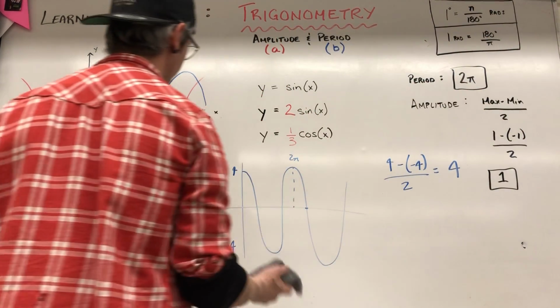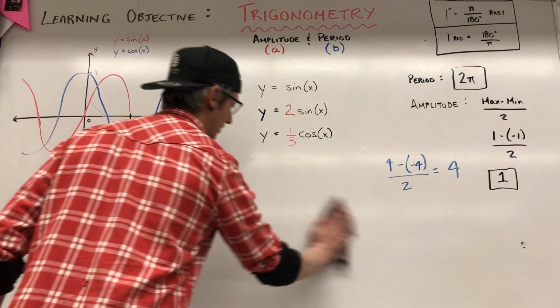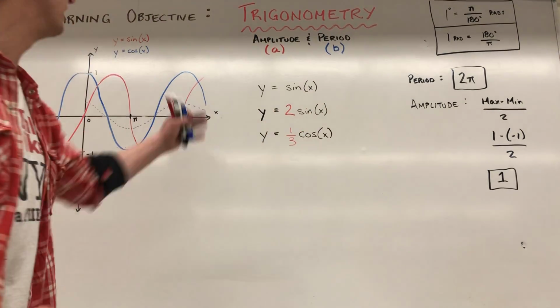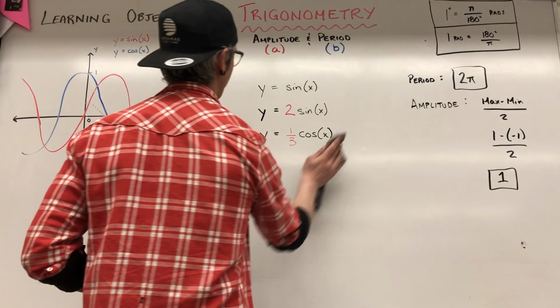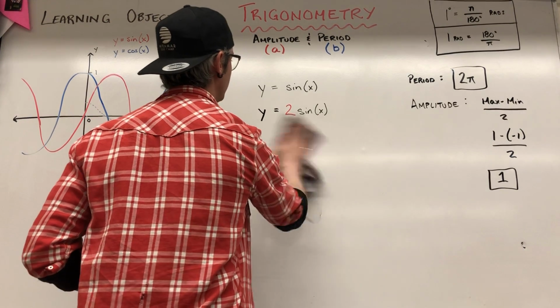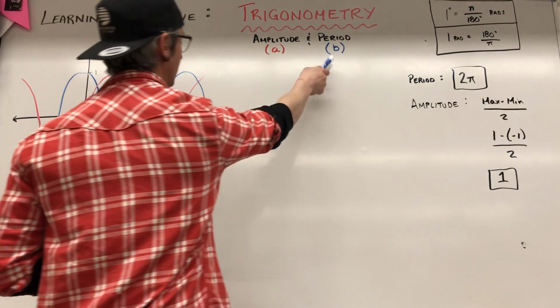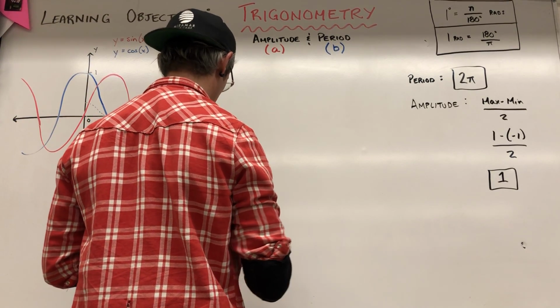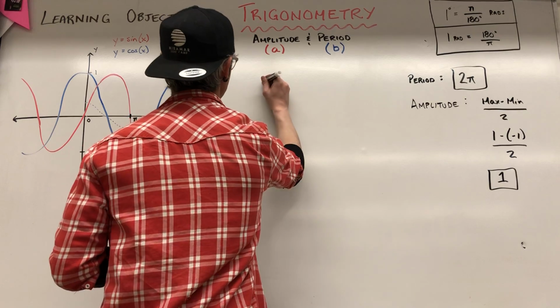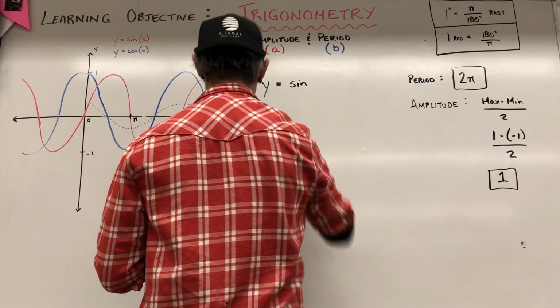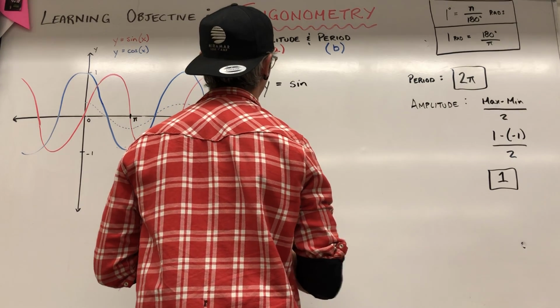Super straightforward. Okay. Now period, basically the length of my graph, my sinusoidal wave, it's going to be the b. And so period lives right here.